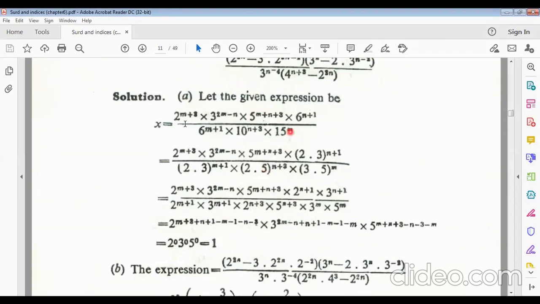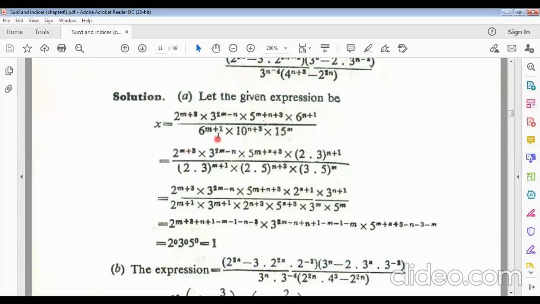The given expression can be written as x equals to this. This is the given expression. Okay, this is the given expression. 2 to the m plus 3, 3 to the power twice m minus n multiply 5 to the power m plus n plus 3, 6 to the power n plus 1 divided by 6 to the power m plus 1 multiply 10 to the power n plus 3 multiply 15 to the power m.